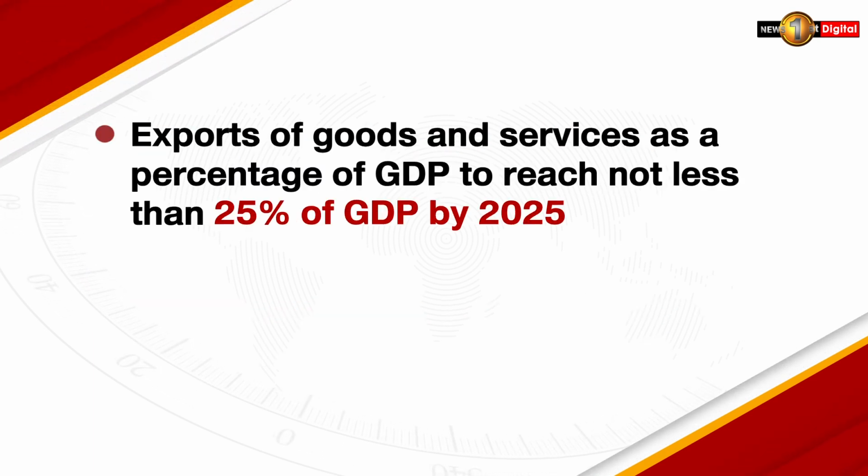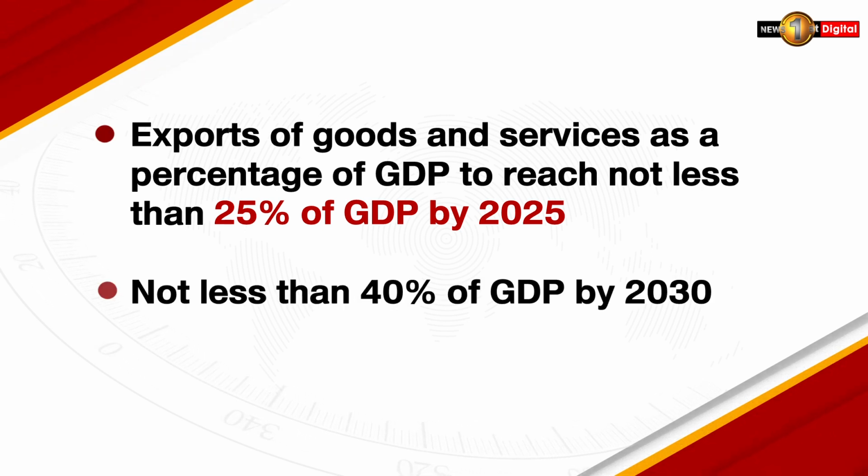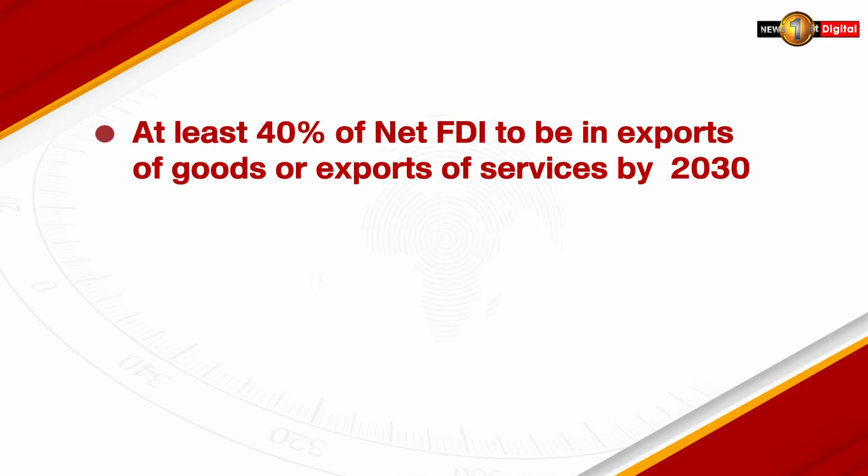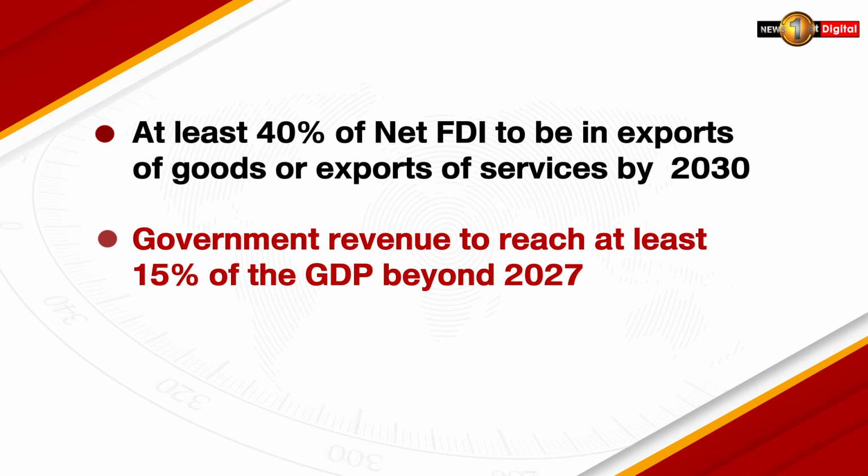Exports of goods and services as a percentage of gross domestic production to reach not less than 25% of gross domestic production by the year 2025 and not less than 40% of gross domestic production by the year 2030. At least 40% of net foreign direct investment to be in exports of goods or exports of services by the year 2030. Government revenue to reach at least 15% of the gross domestic production beyond the year 2027.